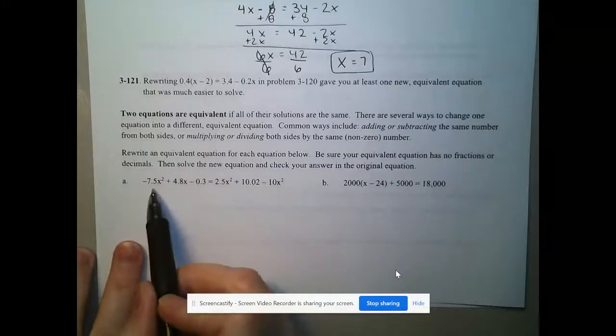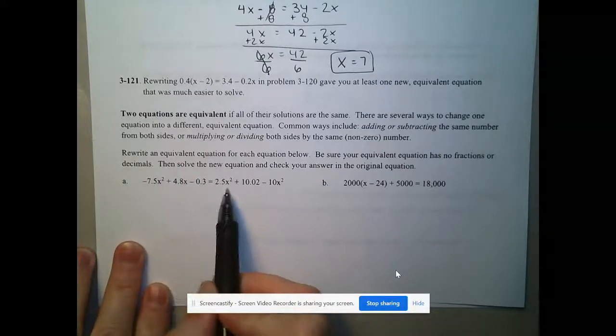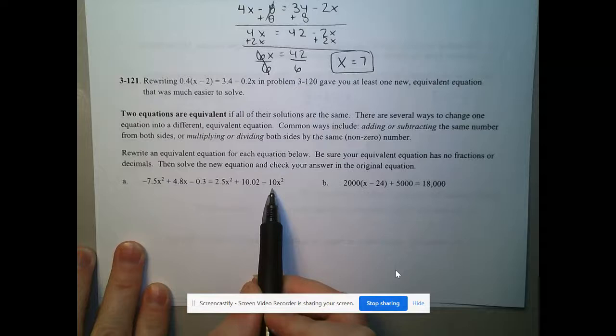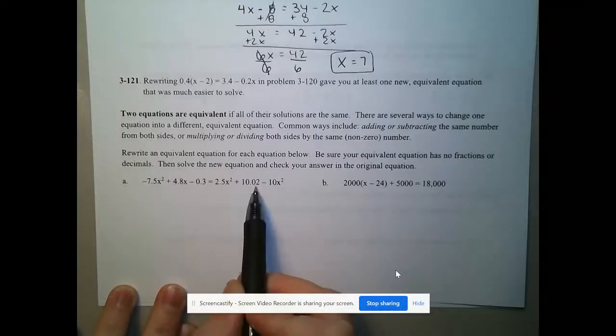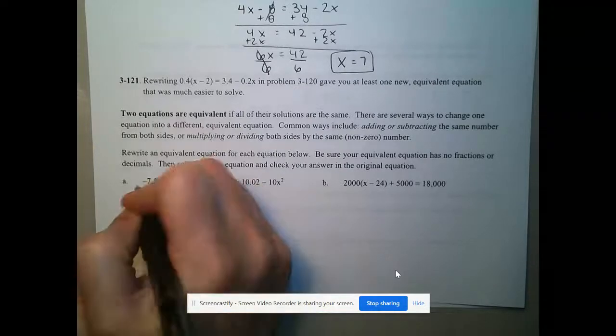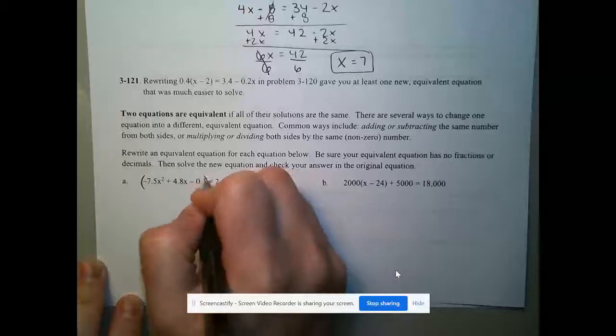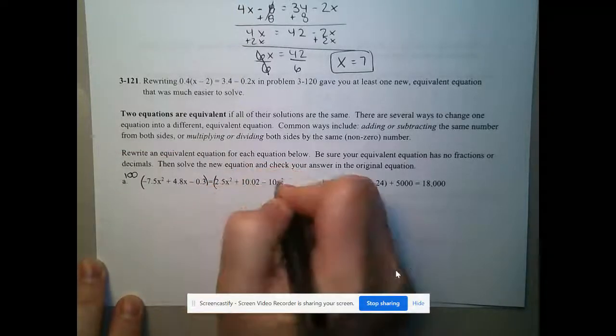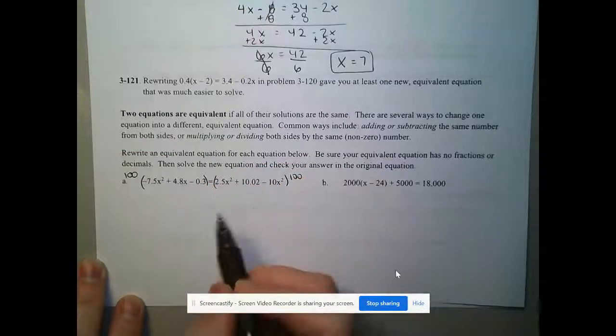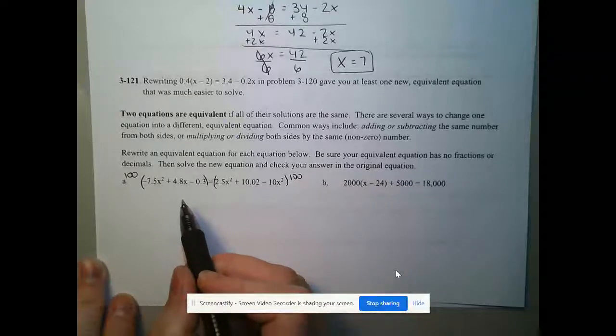So this first one, I'm going to look: tenths, tenths, tenths, tenths, hundredths. So because one of our decimals is in the hundredths place, we're actually going to multiply the left side by 100 and the right side by 100. And the reason for that is we want to make sure we move the decimal point far enough.